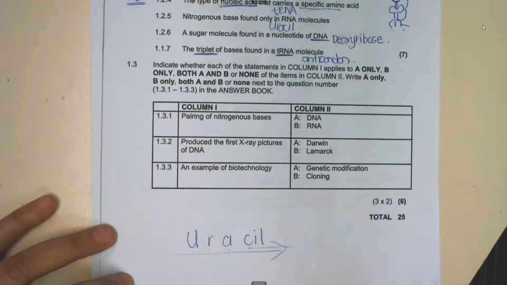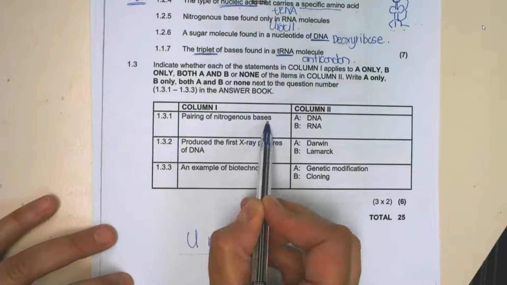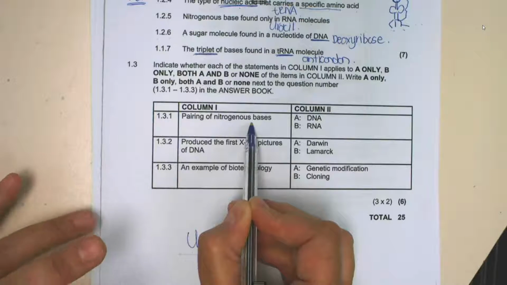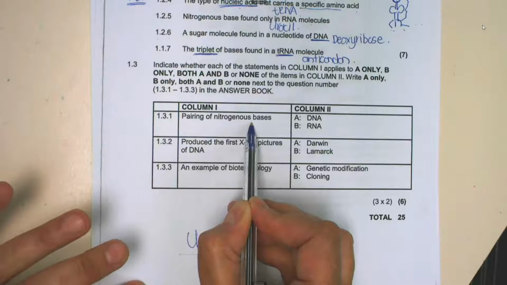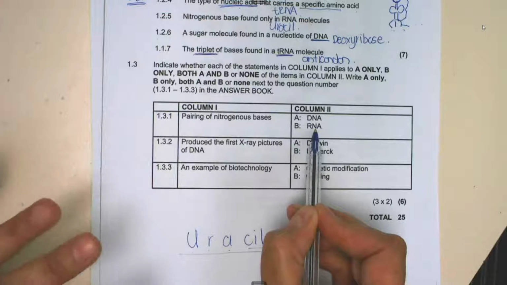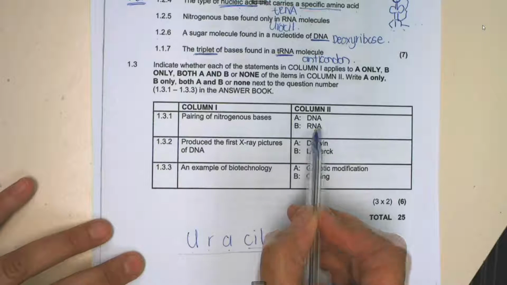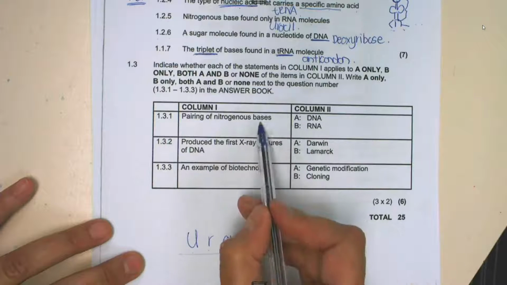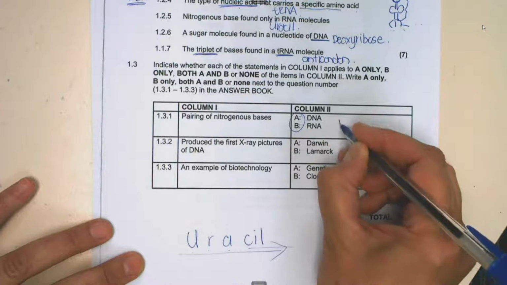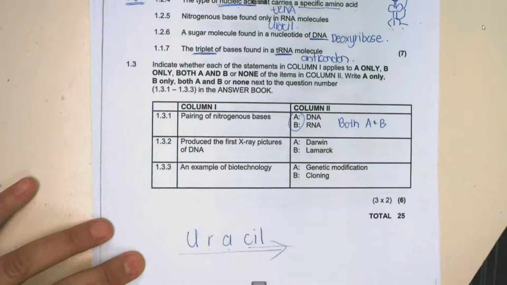Okay, so now let's look at the questions. The first one, they say pairing of nitrogenous bases. Nitrogenous bases will be adenine, guanine, thymine, and cytosine in DNA. Nitrogenous bases in RNA is adenine, uracil, guanine, and cytosine. So we have pairing of nitrogenous bases for both of them. So the answer will be both A and B. And that gives you 2 marks.